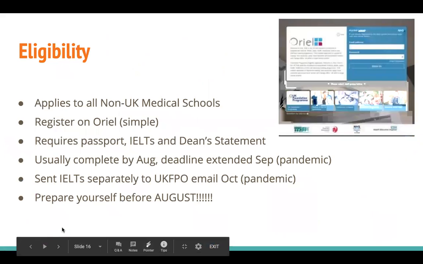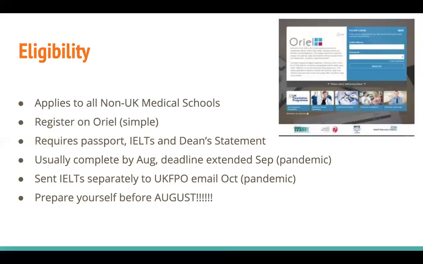So your eligibility is just whether you're eligible to go on to UKFP. Because we're not UK medical graduates, we have to go through this process. So it applies to all non-UK medical schools. All you have to do is register on a website called Oriel, which is part of UKFP. And you would need your passport, your IELTS, and your Dean statement.